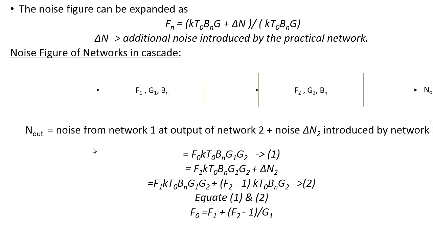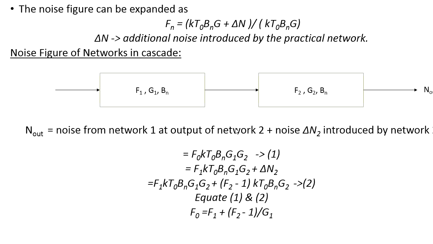N out can be defined as the noise from network 1 at the output of network 2 plus the noise delta N2 introduced by network 2. Nothing but N out is the output of the two stages of the network, along with delta N, the practical noise that is added along with the two stages of the network. So that can be defined as F naught KT naught Bn G1 G2.